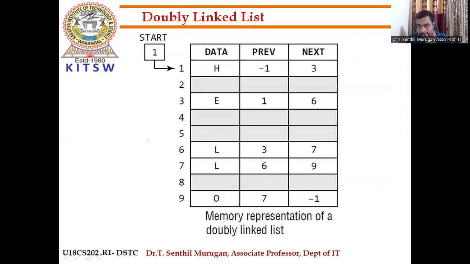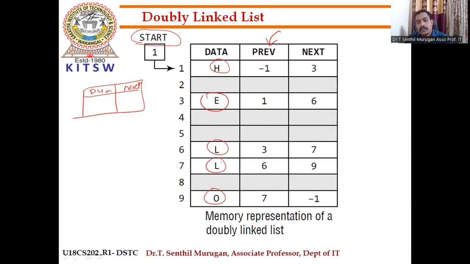Here you can see that previously the memory portion had only two fields: the data part and the next part, up to a singly linked list. Here we have added one more field, previous. As usual, the start pointer or head pointer points to the first node of the linked list. We are storing the characters in different memory locations. These are the memory addresses.